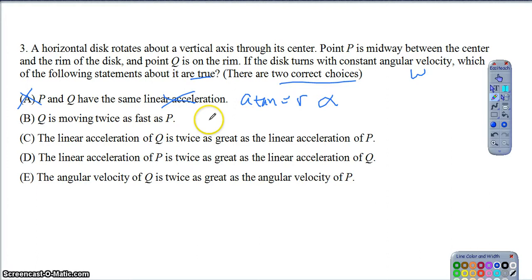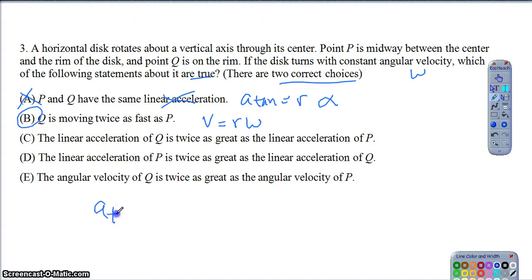If I'm thinking in terms of linear velocity, the linear velocity equals the radius times the angular velocity. So if they have the same angular velocity but Q is twice as far away, it's going to be moving twice as fast as point P. And then option C is the other correct option here, and that has to do with linear acceleration.